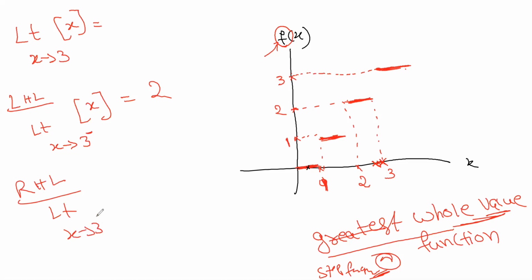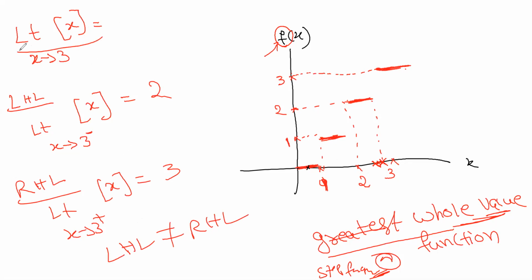Limit x tending to 3 plus of step x. It is the right side of 3. What is the value? 3. Is the left hand limit equal to the right hand limit? No, it is not equal to the right hand limit, so the limit does not exist. This is the step function. Remember this: step function always gives the whole value, and this is the graph of it.